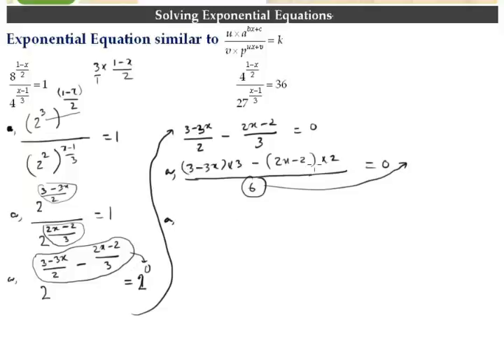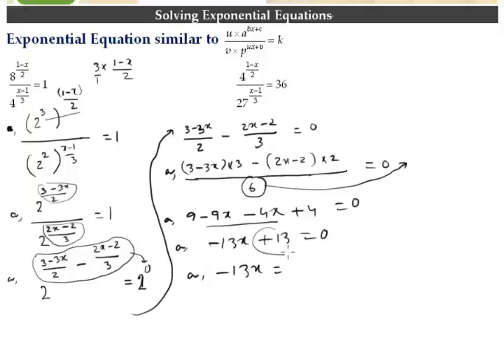So now we need to expand and simplify. 3 times 3 is 9, minus 3 times 3 is 9x, minus 2 times 2x is 4x, so minus 4x, and minus 2 times minus 2 is plus 4, equals 0. So we are getting minus 13x, and 9 plus 4 is plus 13, equals 0, or minus 13x equals minus 13 if we take the 13 to the other side. Minus 13 and minus 13 cancel, so we get x equals 1. So the solution of this exponential equation is x equals 1.